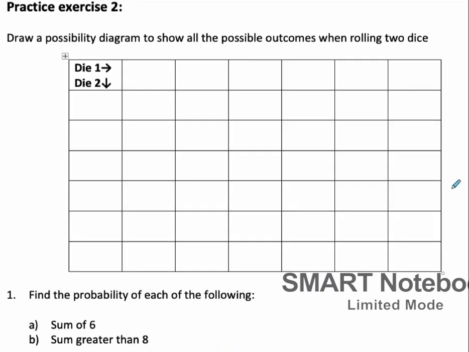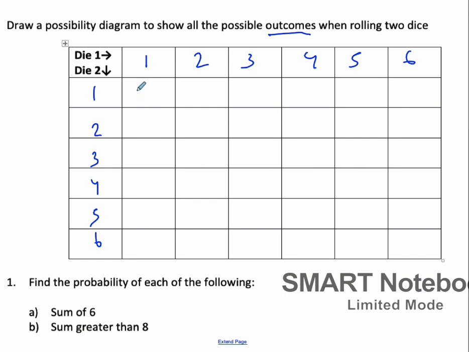This is an important one to know: the possible outcomes when rolling dice. If you roll 2 dice, 1, 2, 3, 4, 5, 6 and 1, 2, 3, 4, 5, 6, you can obviously get 1 through 6 on the first die and 1 through 6 on the second one. So the possible outcomes are 1,1; 2,1; 3,1; 4,1; 5,1; 6,1.